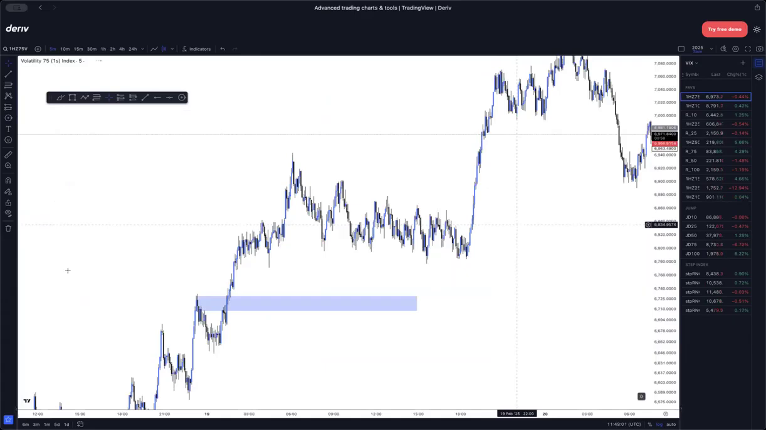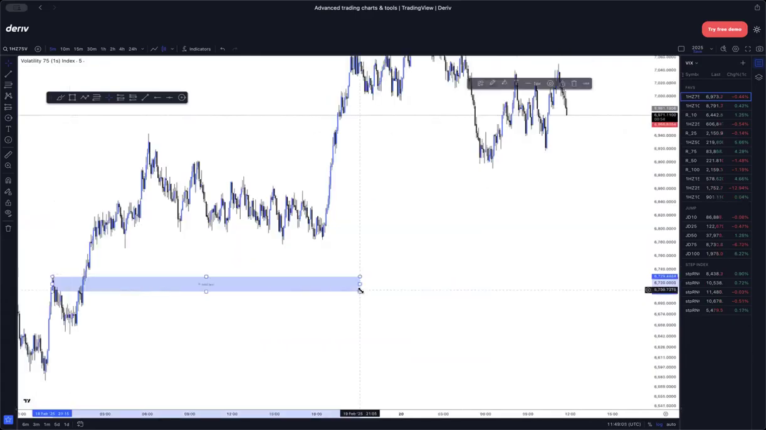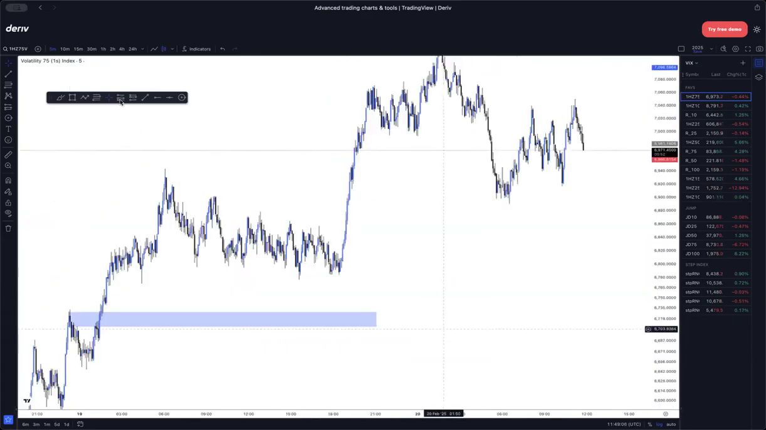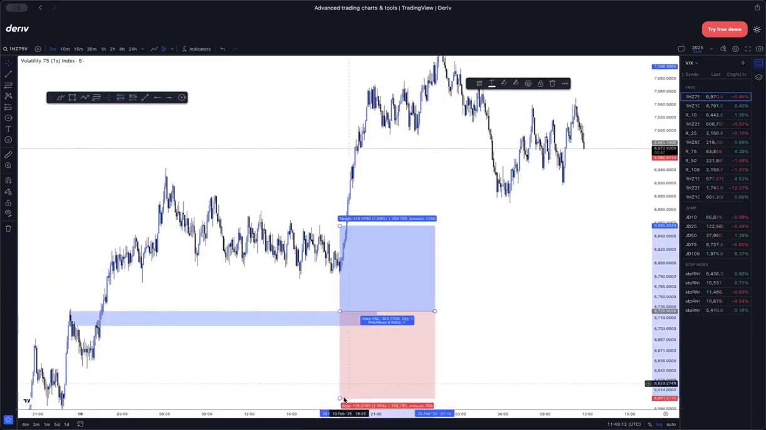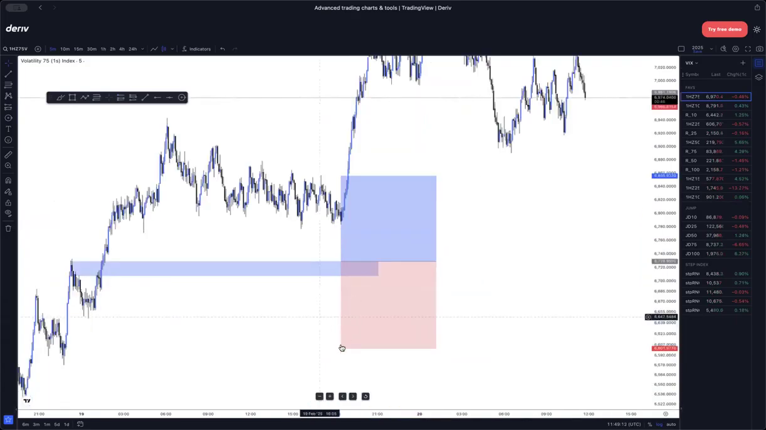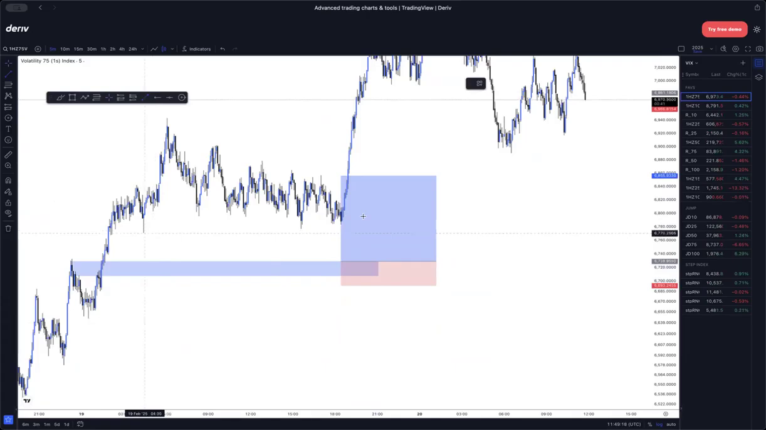Right. So now I had this breaker block, but the market did not come all the way down here to tap me in. You see, I just missed the entry all the time. So now why did I choose this breaker block? I see that we have what? We have an inducement here.